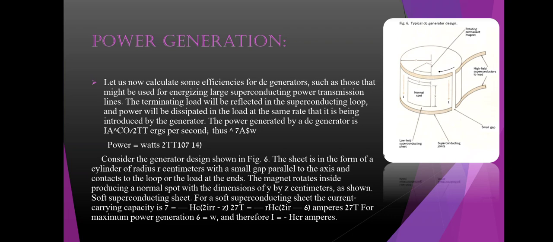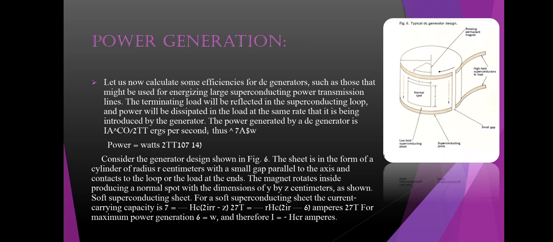Consider the generator design shown in figure 6, which is a typical DC generator design. The sheet is in the form of a cylinder of radius r centimeters with a small gap parallel to the axis and contacts to the loop or the load at the ends. The magnet rotates inside, producing a normal spot with the dimensions of y by z centimeters as shown. For a soft superconducting sheet, the current carrying capacity is limited, and for maximum power generation the current I is set accordingly, in amperes.